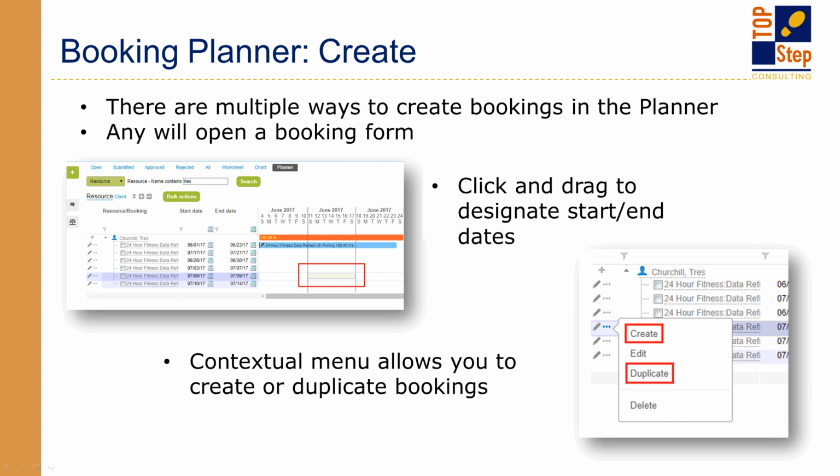Going back to our contextual menu, in the left-hand column here where you see those 3 dots, if you click on there, you can create a new booking, or you can duplicate the booking on the row that you've just selected.